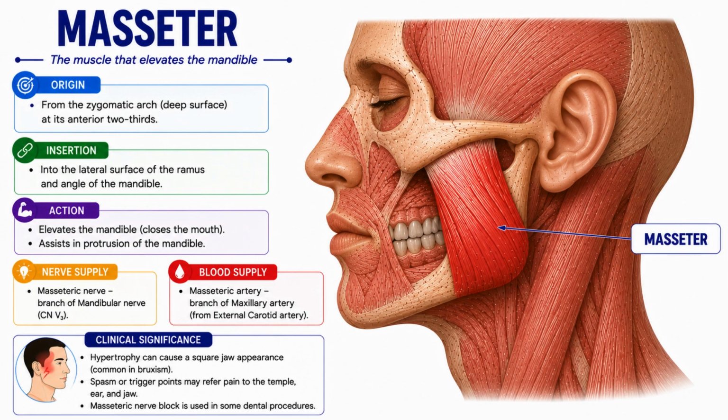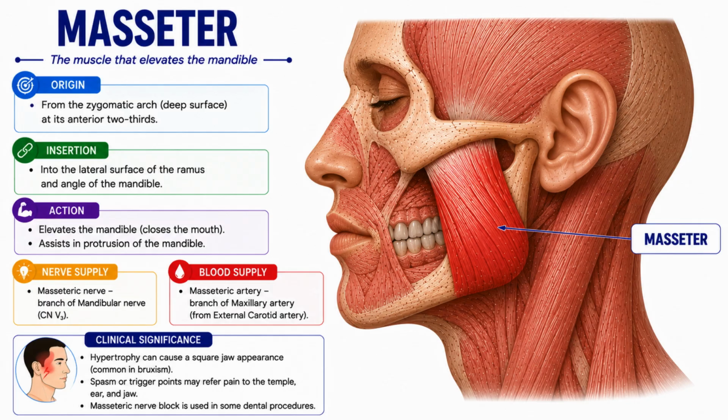Next one is the masseter muscle. It is one of the largest facial muscles. It is a very powerful muscle, rectangular in shape, located on the side of our face, right? It is the primary muscle responsible for mastication, that is chewing of food. It is divided into two parts, the superficial part and the deeper part.